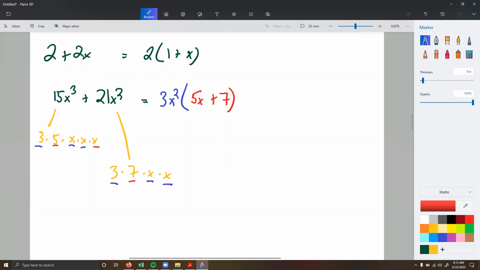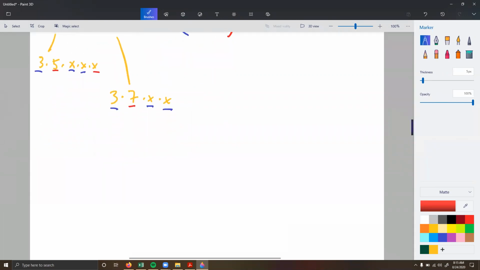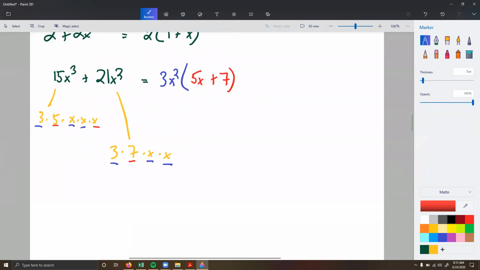Okay, if we don't have any questions about this, I'm going to show just one more example. I'm going to go a bit faster with it, but same general principle. So let's say we have 64x squared y plus 16xy squared.